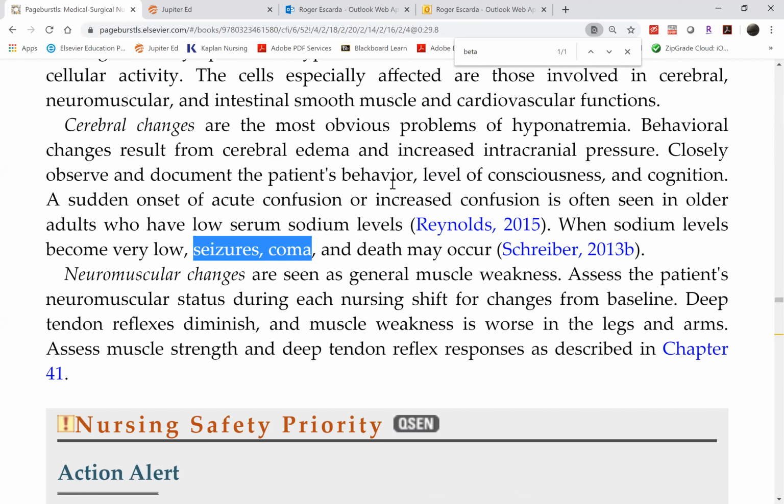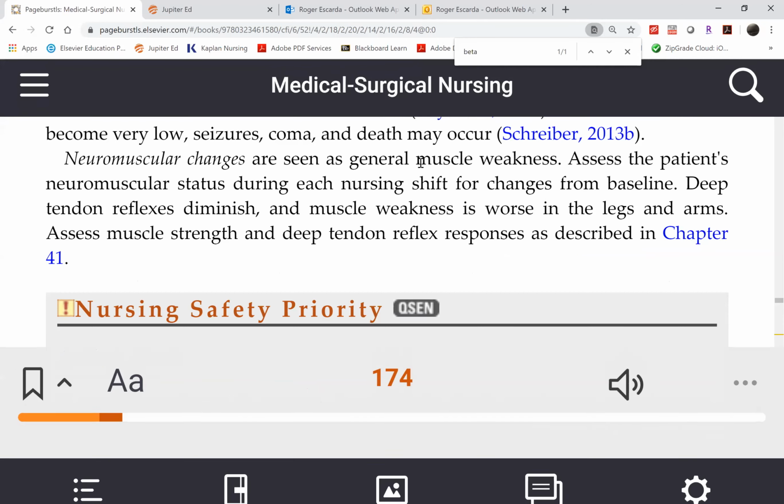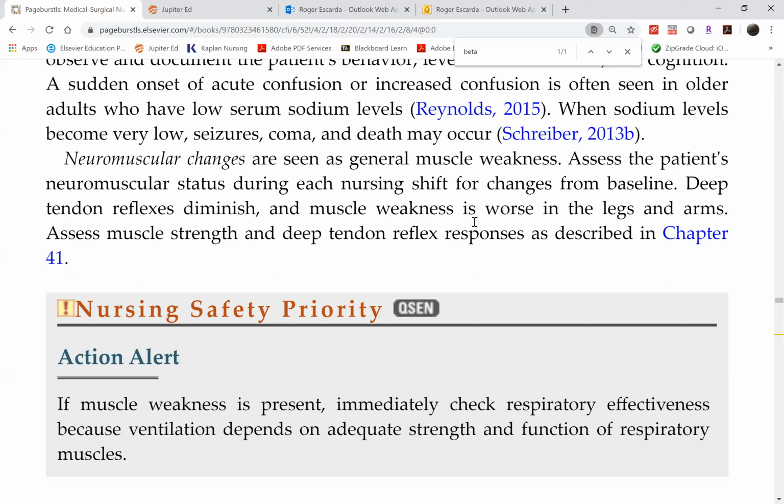Normal levels are 135 to 145, or in this textbook, it's 136 to 145. That can be accomplished with, let's say, giving normal saline, hypertonic saline. Again, let's not do the interventions because, again, it's specific to the cause of the hyponatremia. So let's just stick with these signs and symptoms. There will be neuromuscular changes as well. Weakness is the usual manifestation, especially in the arms or in the legs.